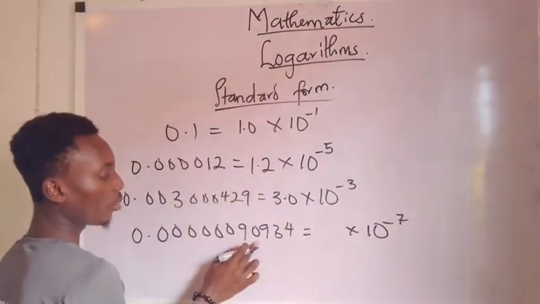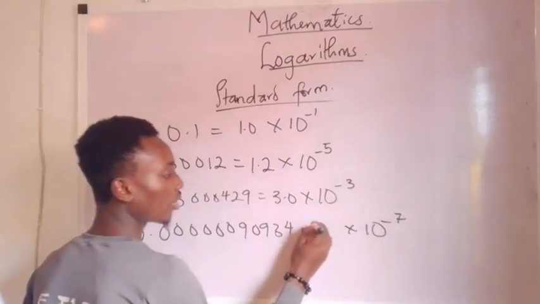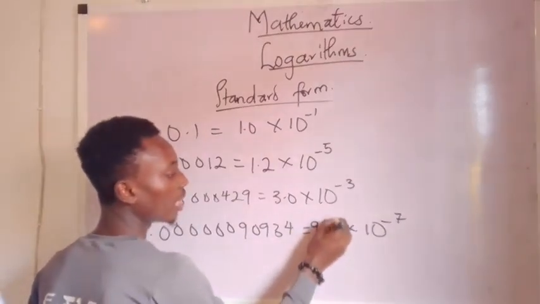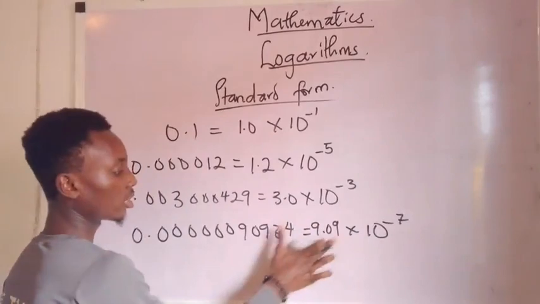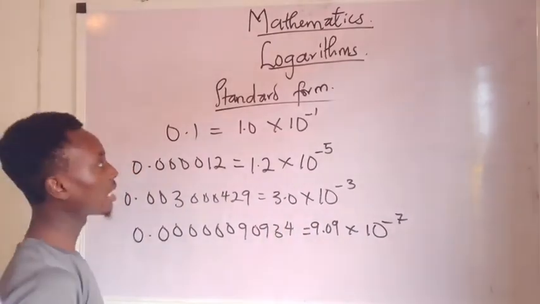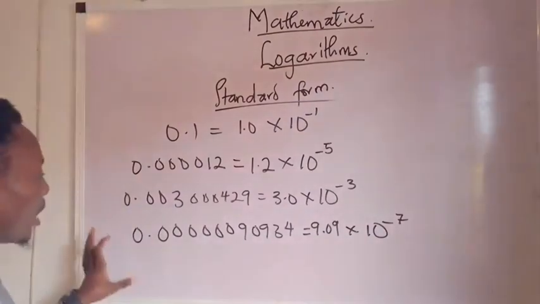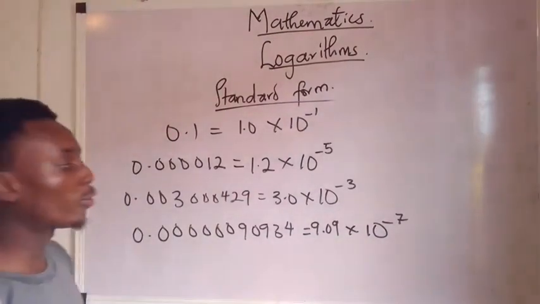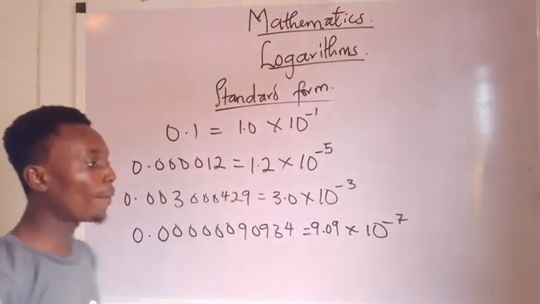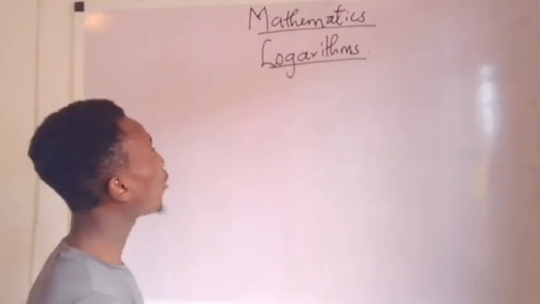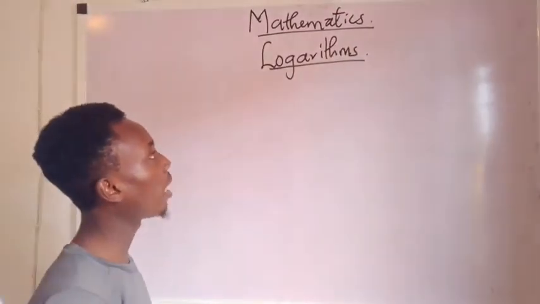Now, what's the first significant figure here? 9. You can actually write 9.09 like this. And this is how we represent our decimals in standard form, talking about our negative powers of 10. Moving forward into logarithms proper.